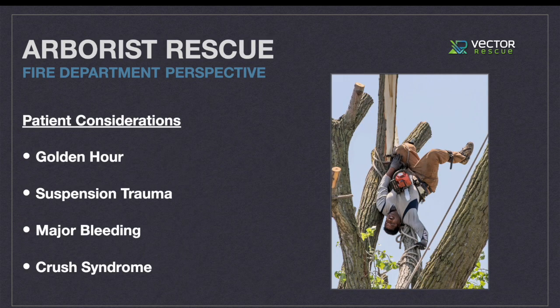We're going to talk about some patient considerations just to get you familiar. This is not an EMS program, and we are not asking you to remember all this in its entirety, but there are some key concepts with any technical rescue that we want you to remember. These are all patient-centric events, and we're not just removing a thing out of a tree, we are removing an injured person. So we need to consider, in broad terms, the concept of the golden hour, suspension trauma, any major bleeding, and crush syndrome as the ones that are most likely to affect arborists.